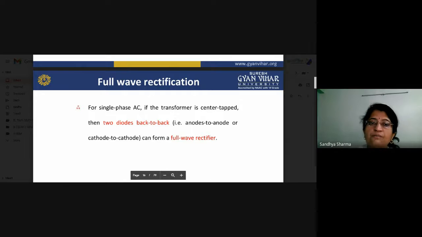If we are talking about a single phase AC supply, the basic requirement of full wave rectification is a center tapped transformer. Means in designing this type of full wave rectifier, we require a center tapped transformer, and two diodes connected back to back. By using these two components, we can design a full wave rectifier.